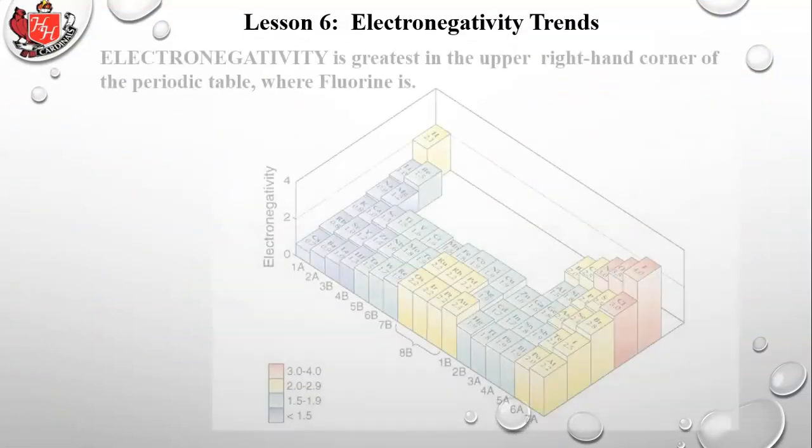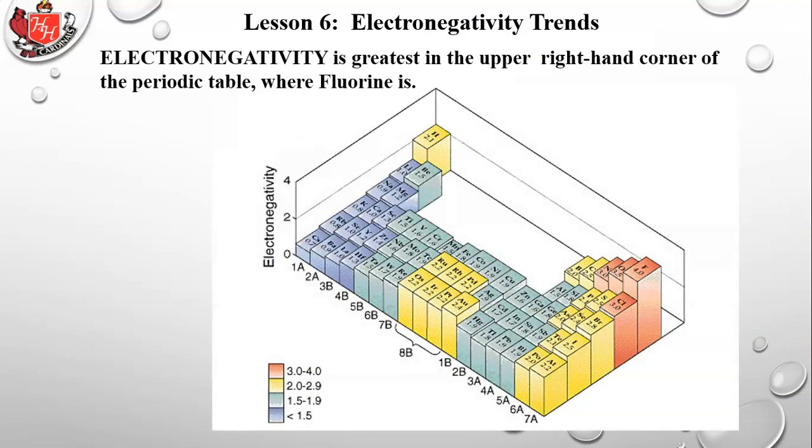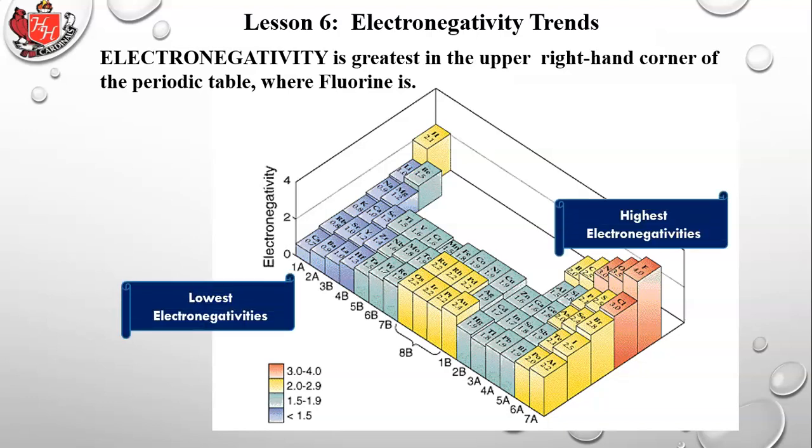So let's look at the trends in electronegativity, and there you see a similar kind of perspective graph, and you notice it looks very much like the one for ionization energy. Electronegativity is greatest in the upper right hand corner of the periodic table where fluorine is. One thing you will notice though, there's the lowest electronegativities, there's the highest electronegativities.